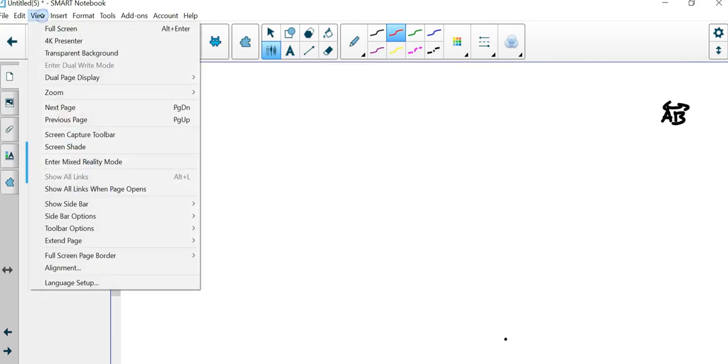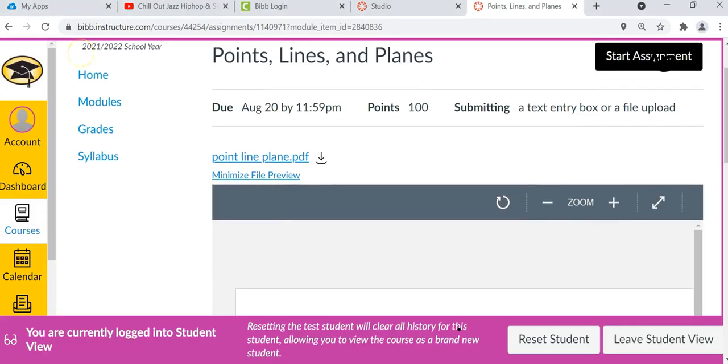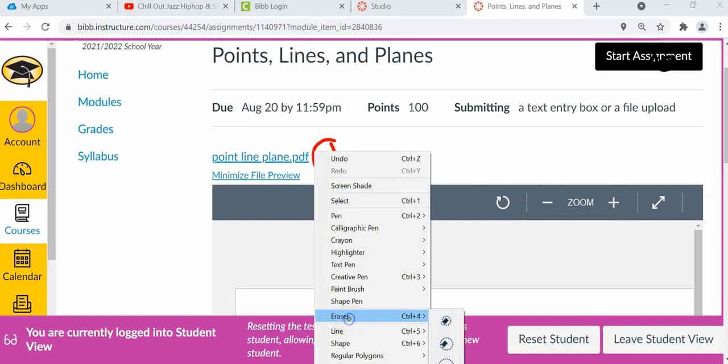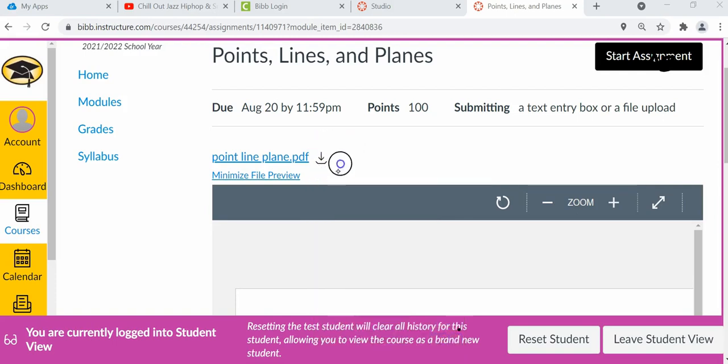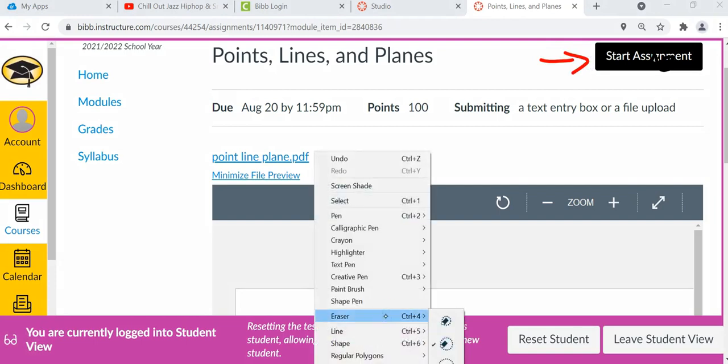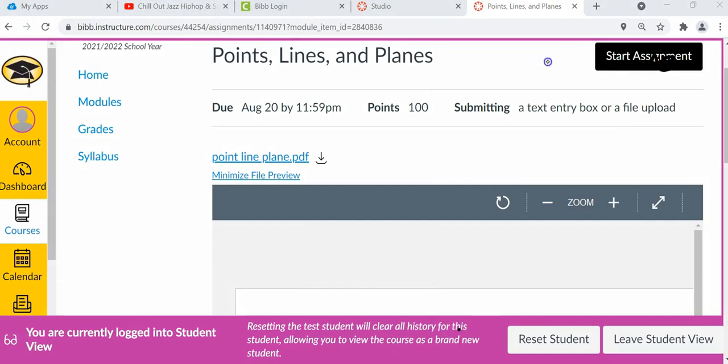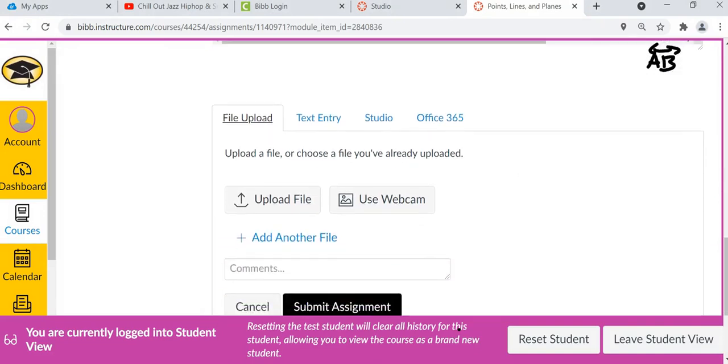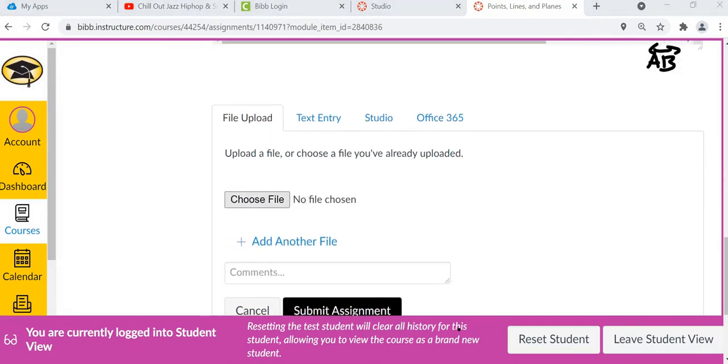Sorry about that, excuse me. First, go ahead and click this arrow over here so your file will download. Once you've done that, go ahead and click up here at Start Assignment. Once you click Start Assignment, you're going to upload the file you just downloaded.